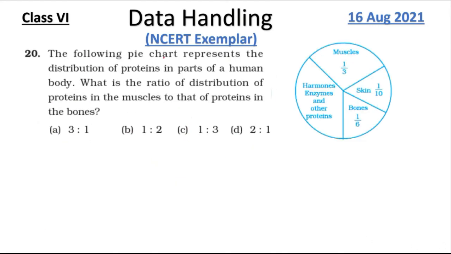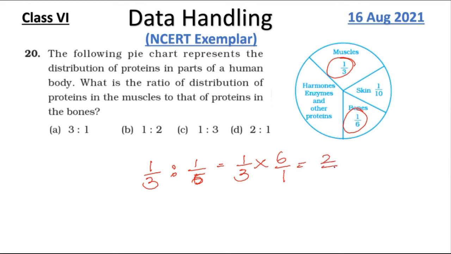Question 20. The following pie chart represents the distribution of proteins in parts of a human body. What's the ratio of the distribution of proteins in the muscles to the proteins in the bones? In the muscles it is 1 by 3, in the bones it is 1 by 6. Therefore the ratio is 1 by 3 is to 1 by 6. This will be equal to 1 by 3 into 6 by 1. We get it as 2 by 1. This implies it is 2:1, option D.